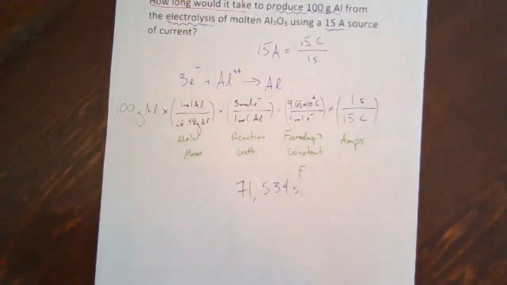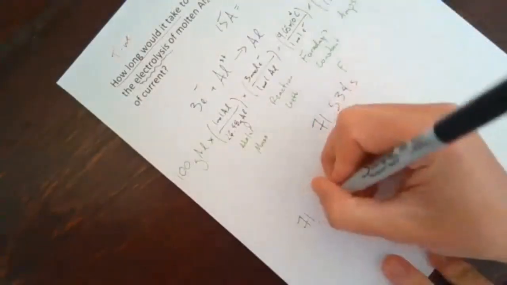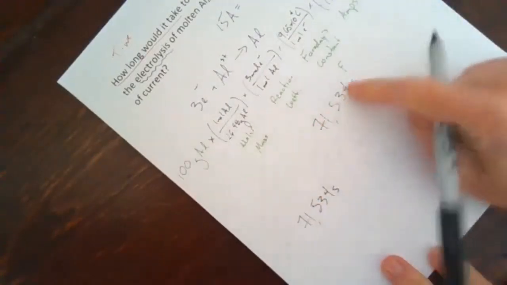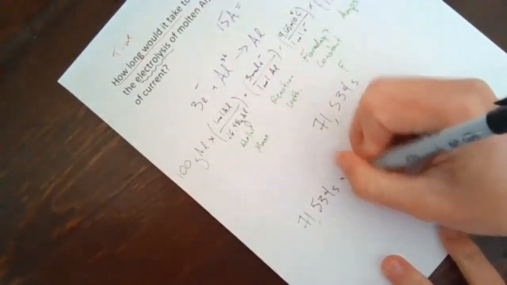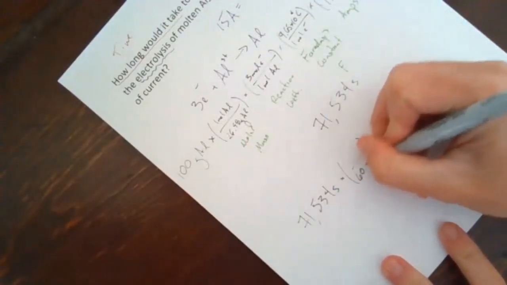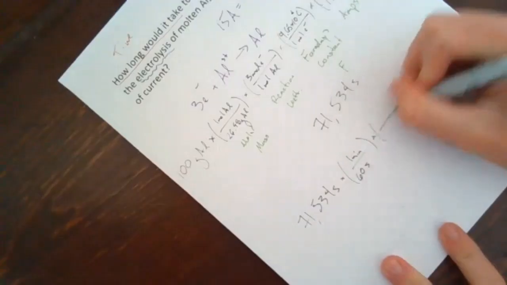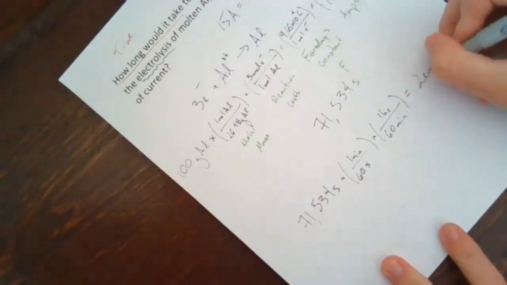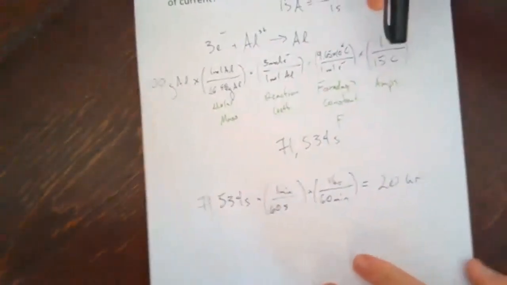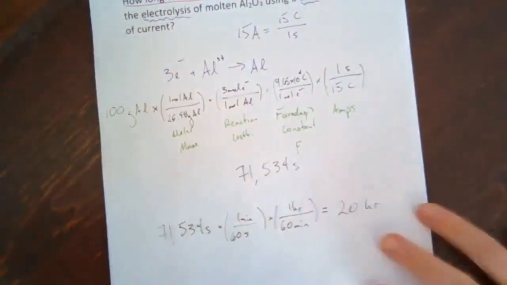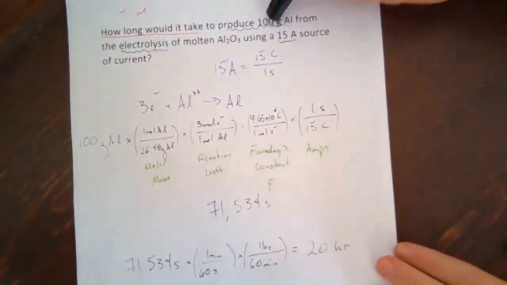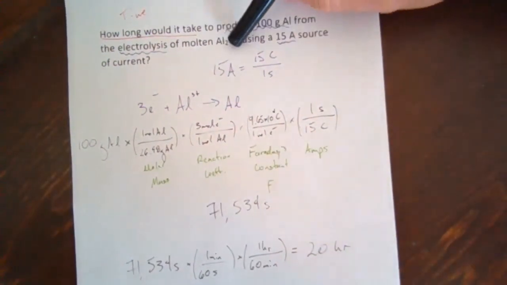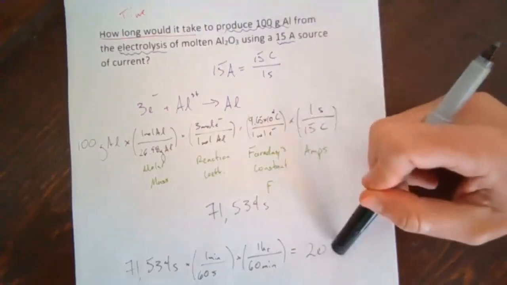So it's usually helpful to convert that time unit to something a little more manageable, a bigger time unit. What you functionally want to do, that's an acceptable answer for the question, but if you want a useful answer, there are 60 seconds in 1 minute. There are 60 minutes in 1 hour, and you get 3,600 seconds in an hour. So how long would it take to produce 100 grams of aluminum out of molten aluminum oxide using a 15 amp source? 20 hours of time.